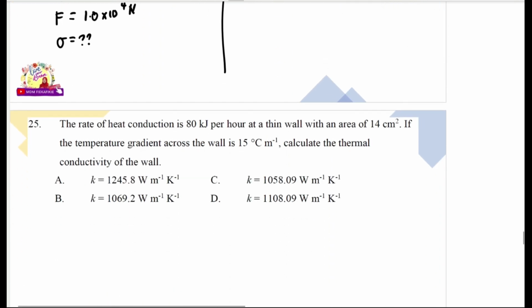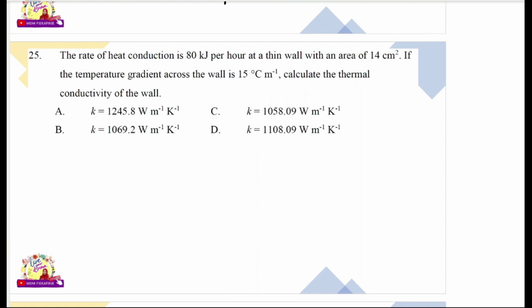Okay, so next one, question 25 from chapter 12. Okay, so kita cuba. The rate of heat conduction. Okay, the rate of heat conduction is 80 kilojoule per hour. Okay, perkataan the rate of heat. So this one is dQ over dt.